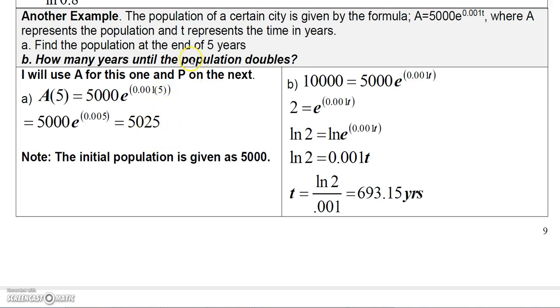But the next question says, how many years will it take the population to double? Since we know 5,000 is the initial population, I'm going to set A equal to 10,000 so that I can double the population. So I have 10,000 equals 5,000 e to the 0.001 t. Then divide both sides by 5,000 and you get 2 equals e to the 0.001 t. Then apply natural log to both sides. You get natural log of 2 equals natural log of e to the 0.001 t, and natural log of e to a power is just the power. To solve for t, divide both sides by 0.001. So the natural log of 2 divided by 0.001 is a little over 693 years for your answer.